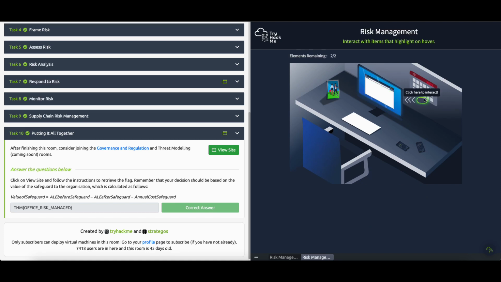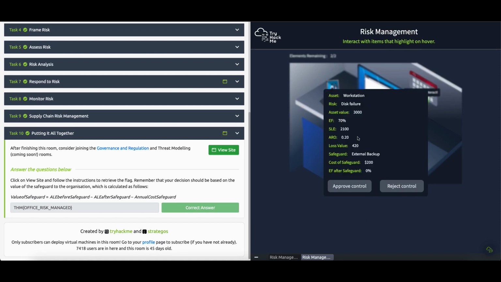Click here to interact. Okay, let's interact with this laptop. Loss value is 420. Cost of safeguard is 200. And after we pay $200, we won't see any problem because exposure factor is 0. So $200 is cheaper than $420, right? So we have to approve control here too.